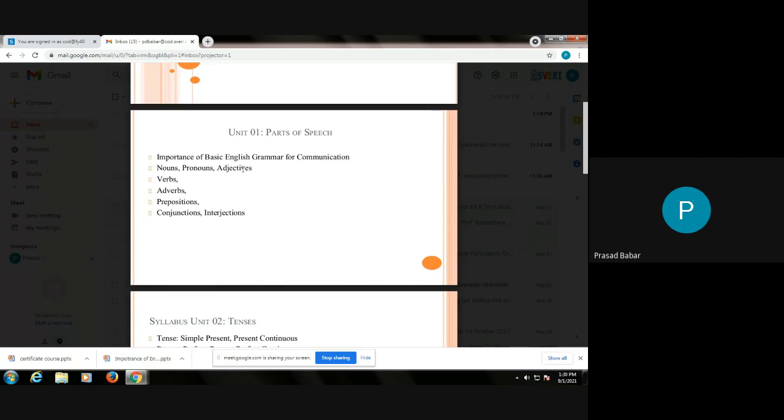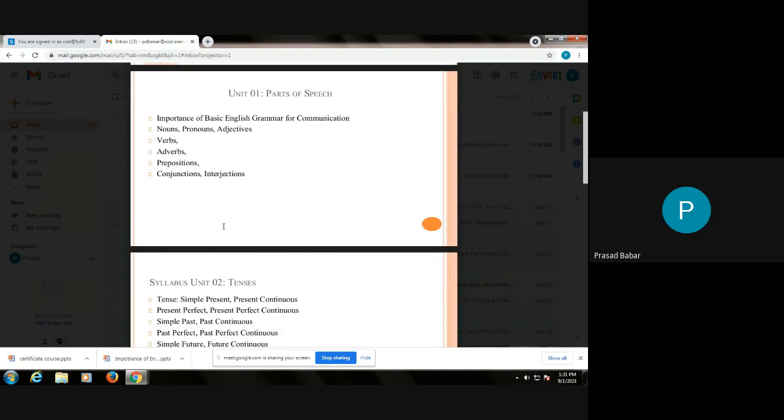Okay, then next is the preposition. Then after that we will study about the conjunctions, and in the last we will discuss about the interjections. So these are the 8 parts of speech. There are 8 parts of speech that we use in English language. Okay, so this is about the parts of speech.